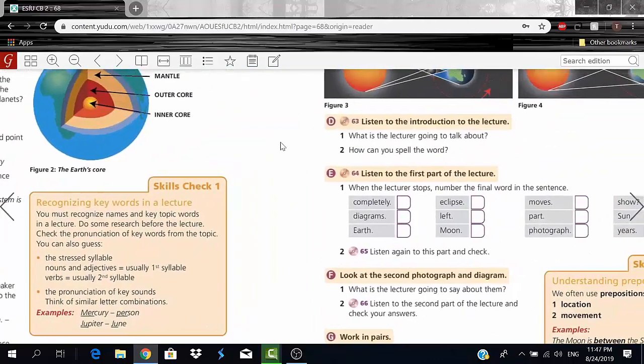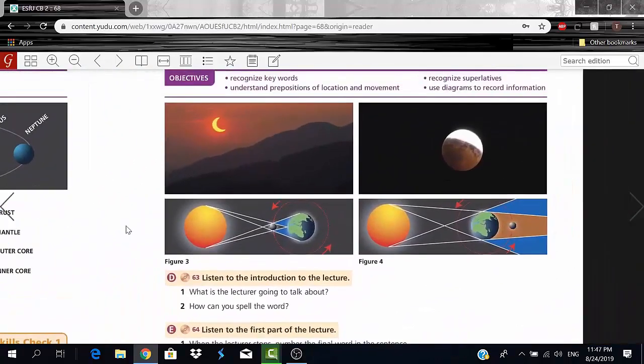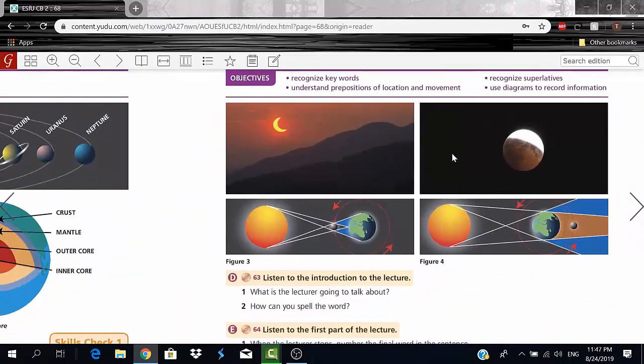Now let's move on. What do we have here? Oh look, so here we have 4 pictures or 4 figures, right, telling us how the process of a moon eclipse and a sun eclipse goes, right?